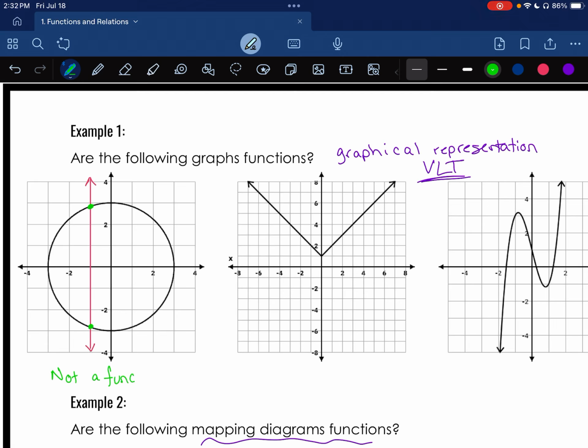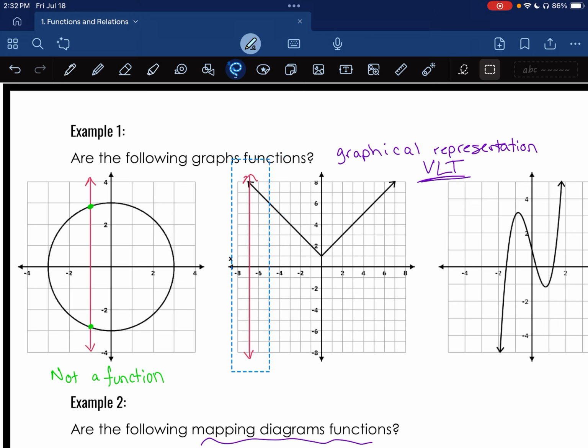Great, he fails the vertical line test. All right, next, we can draw another vertical line. Wow. And again, we are drawing here. Okay.